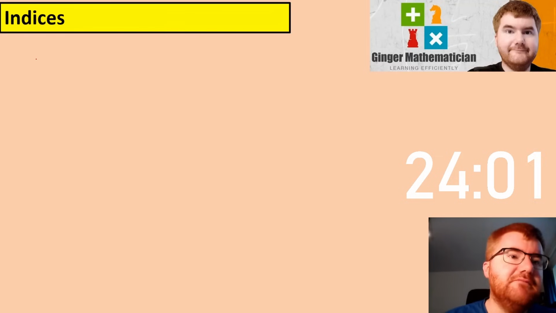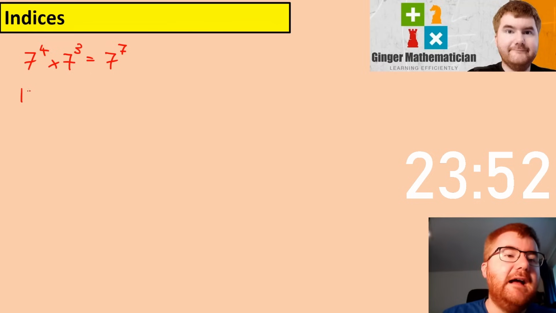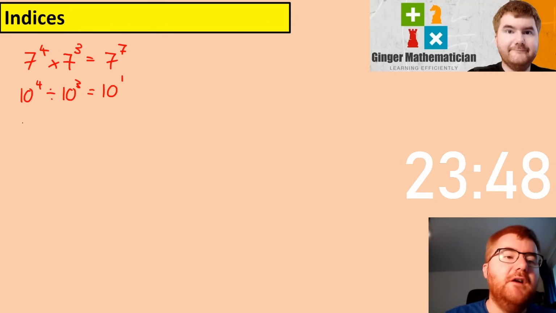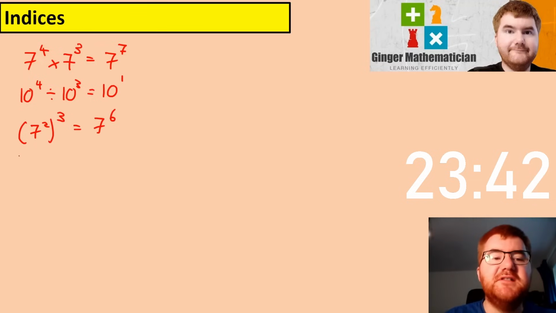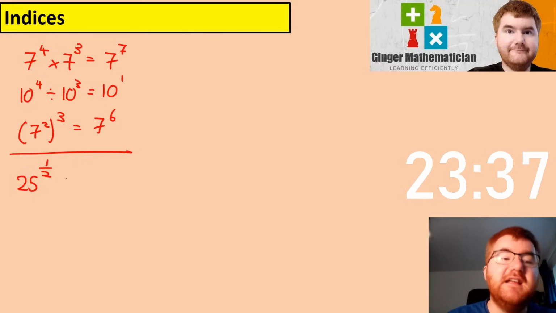Indices. So indices, remember your index laws. So the most important are 7 to the power of 4 times 7 to the power of 3. That's equal to 7 to the power of 7. You add them. If you have a division here, then you minus them, so 10 to the power of 1. If we have brackets in any case, so 7 squared all cubed, then we multiply them, that's 7 to the power of 6.